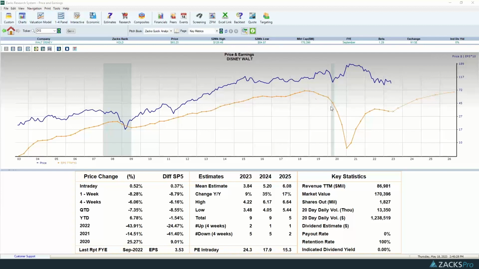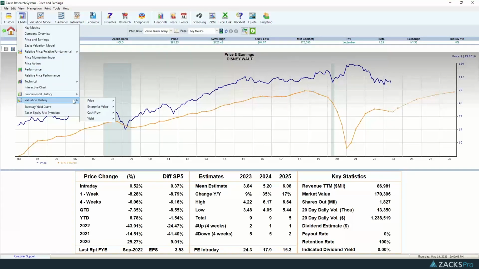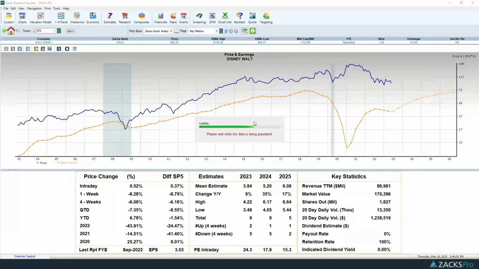This is due to multiple things happening simultaneously. We had Disney Plus as their primary focus. That's where a lot of spending has gone. It's been quite expensive to build that online streaming service, and user growth has disappointed a little bit in recent quarters. But let's look at the Shiller PE and let's find out.